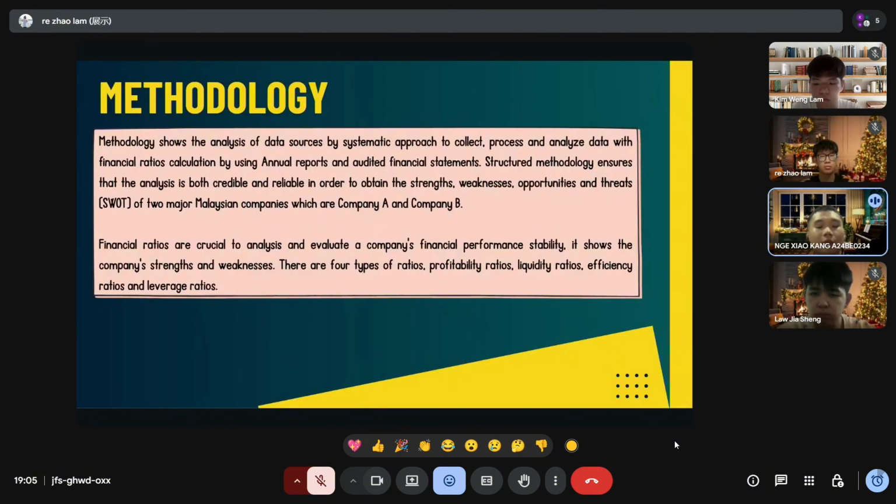Okay, the next one. This is the methodology of our assignment. The methodology shows the analysis of data resources, with an approach to collect, process, and analyze the data with financial ratio calculation by using annual reports and audited financial statements. The structured methodology ensures that the analysis is both credible and reliable in order to obtain the strengths, weaknesses, opportunities, and threats of the two major companies.